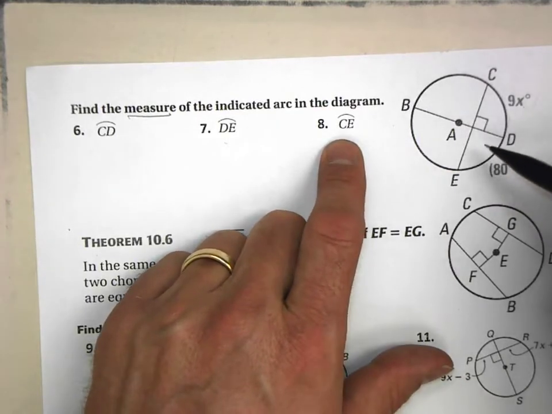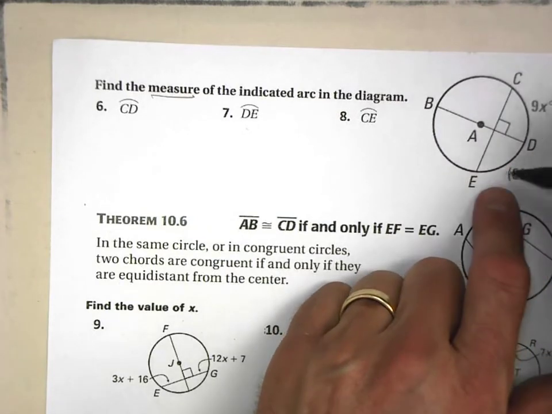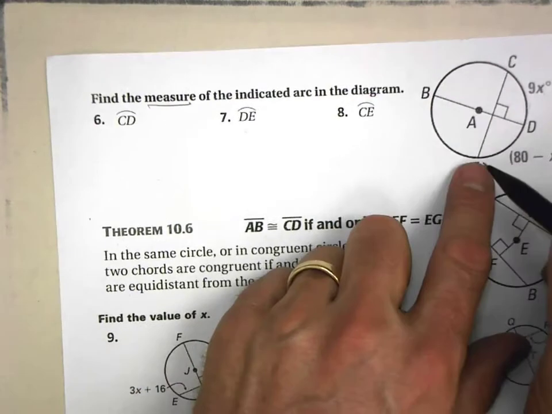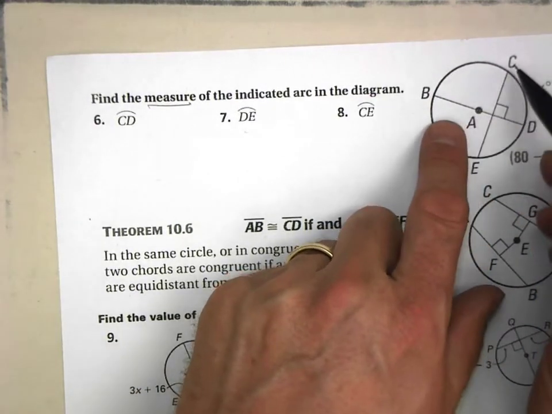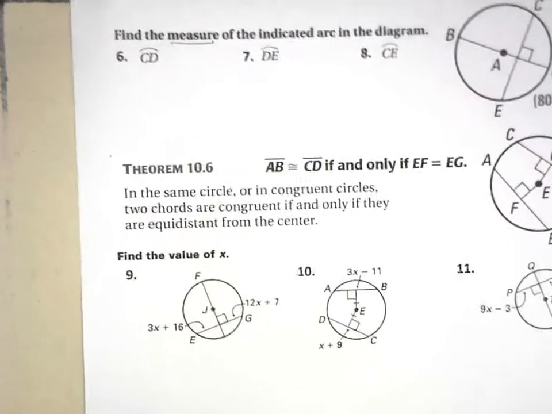It's the addition theorem, I guess you'd say. You just add these two arcs together to get the larger arc. It's not a major arc because this is not a diameter. It's not greater than 180, but it is a larger arc than the other one there.